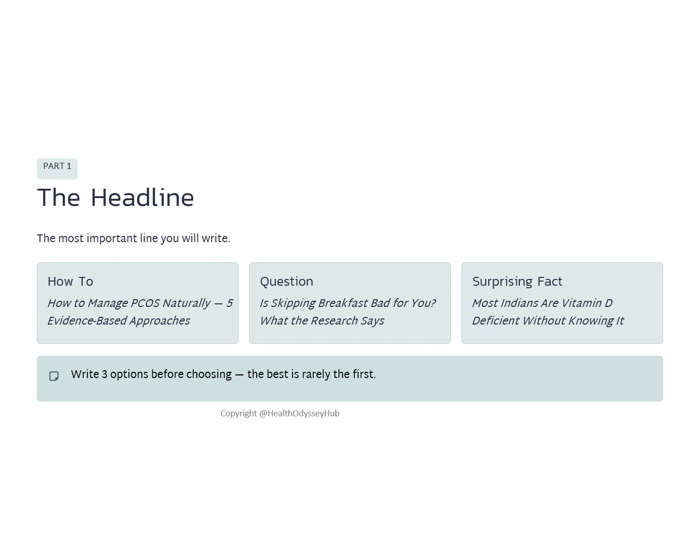So here are 3 simple formulas that work well. First is how to, like how to manage thyroid symptoms naturally, what the evidence says. Second is to start with a question, like is your fatigue normal or is something else going on? And the third is the specific fact. You can start with some fact, like most Indians are deficient in this vitamin and do not know it. So write at least 3 headline options before choosing one. The first headline you think of is almost never the best one, and the third or the fourth usually is.